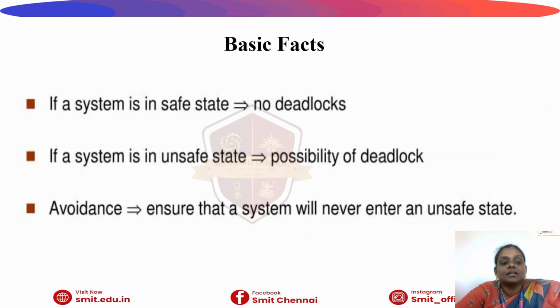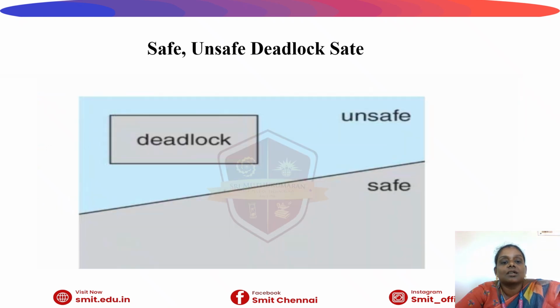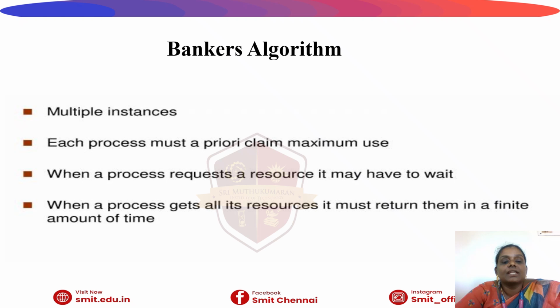Basic facts: if a system is in a safe state, no deadlock occurs. If a system is in an unsafe state, there is a possibility of deadlock. Avoidance means ensuring that a system will never enter an unsafe state. Here, unsafe state means deadlock may occur; safe state means we can avoid deadlock. A good example for avoiding deadlock is Banker's algorithm, which avoids deadlock by checking system safety.